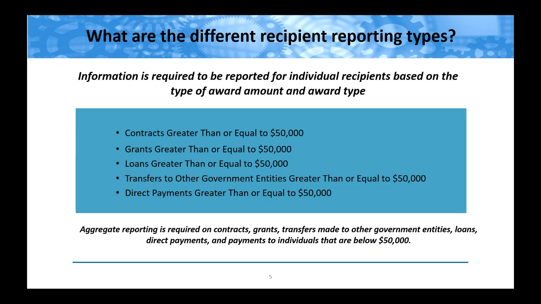So this is a little information about the different types of reporting. The way that the reporting works for the federal government is we report based on the type of award or relationship. They've divided them into contracts, grants, loans, transfers, or direct payments. And then from there, any of those relationships where the amount awarded is greater than or equal to $50,000, they require additional detail and information to be submitted. Next slide, please.